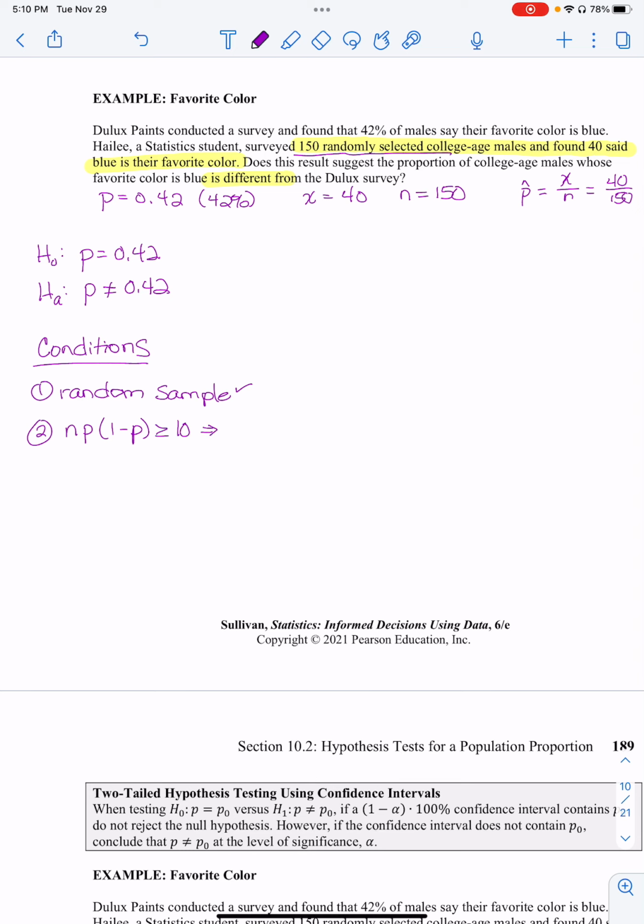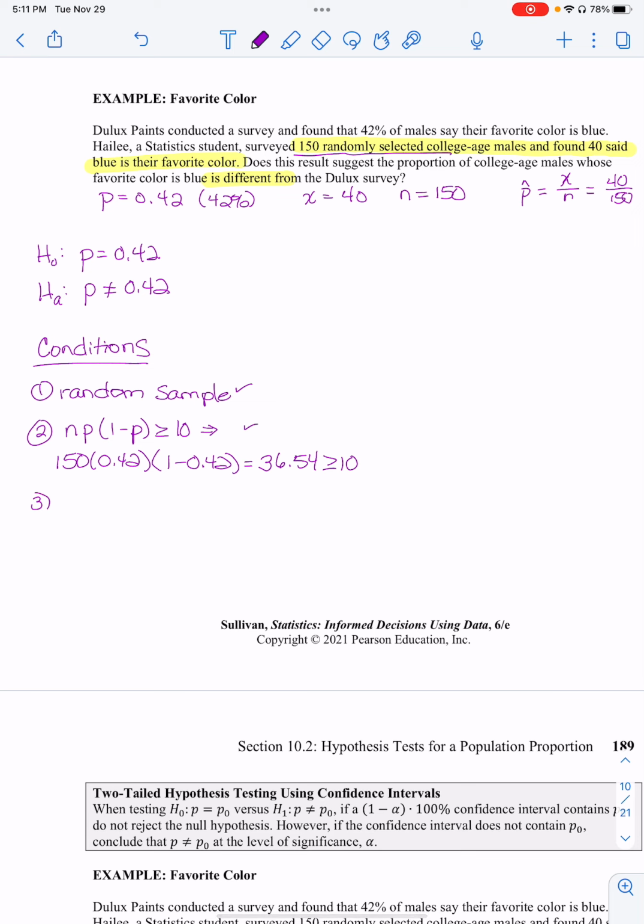So here, if I look at that, I have n is 150 times p is 0.42 times 1 minus 0.42, and that's going to be equal to 36.54, which is definitely greater than or equal to 10. So we can mark that one off.